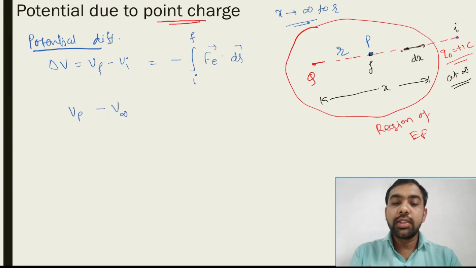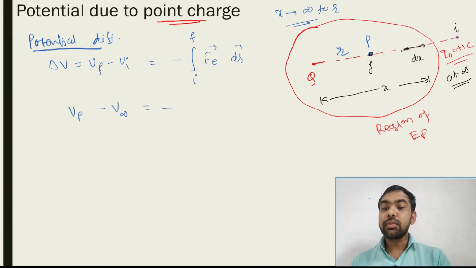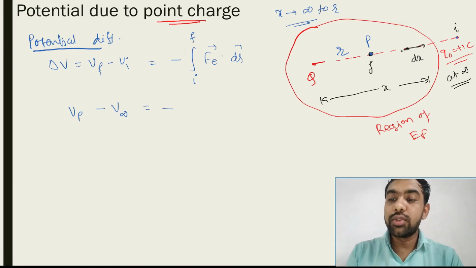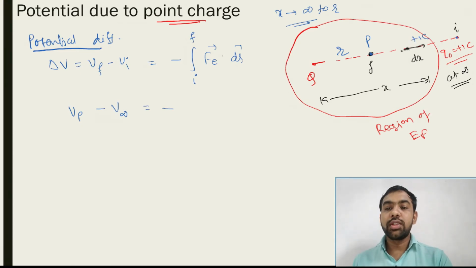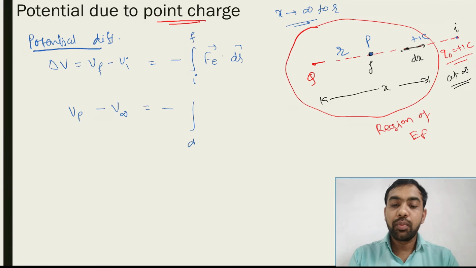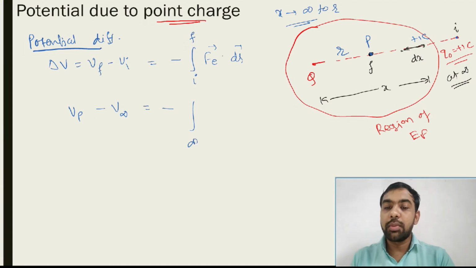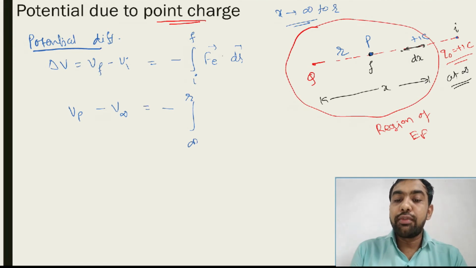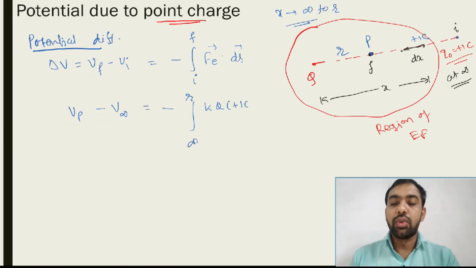V infinity is equal to minus, what is the F? So here the charge is plus 1 coulomb. What is the charge? Plus 1 coulomb. So minus integration. Initial point is where? At infinity. Final point is where? At r. So infinity to r. F means what? kQ1Q2.